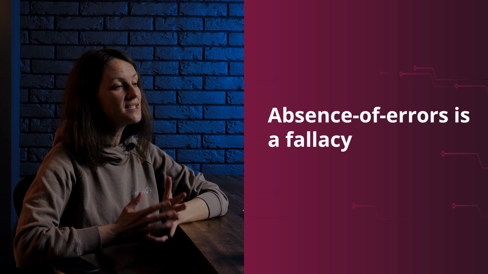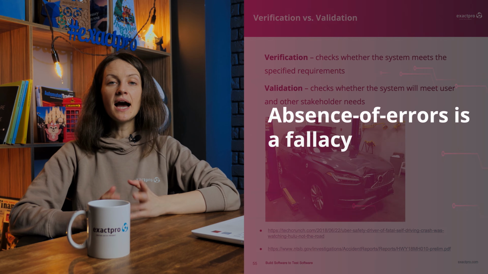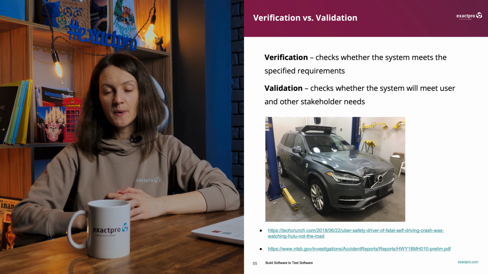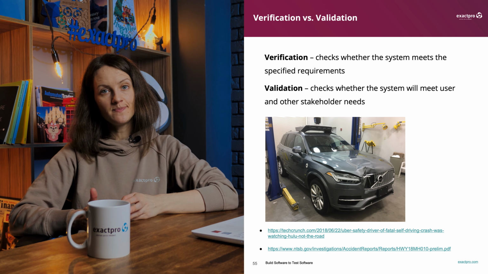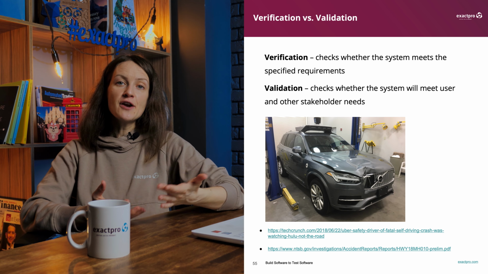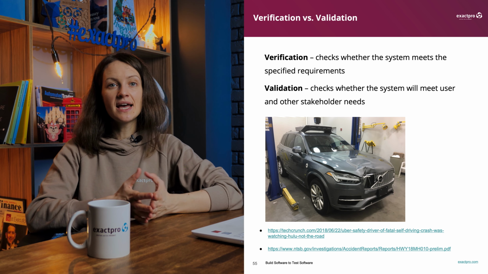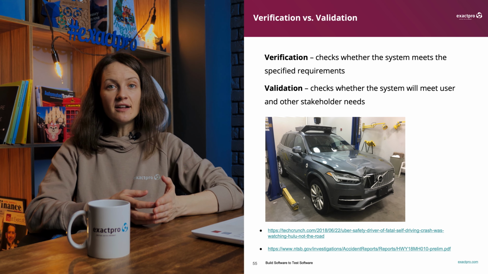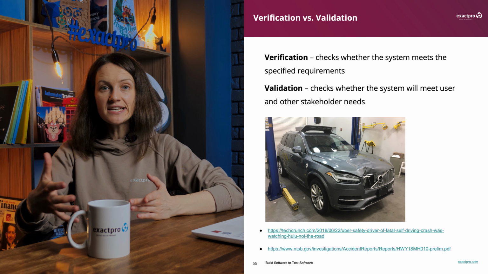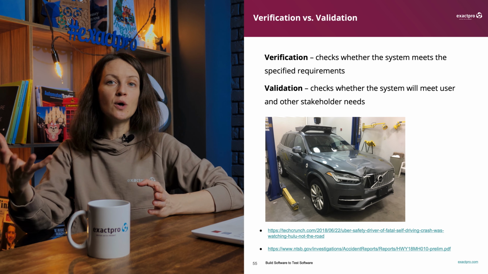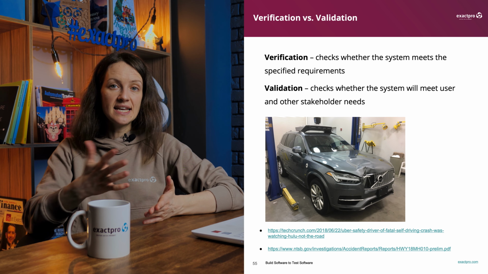The system always has bugs. The ISTQB syllabus draws a line between verification and validation. According to its glossary, verification checks whether the system meets specified requirements, while validation checks whether the system satisfies user or other stakeholder needs. Let's look at the example.